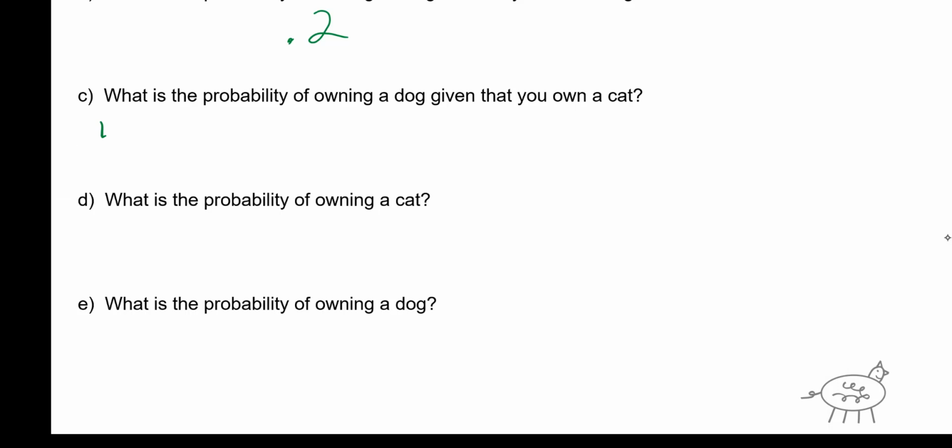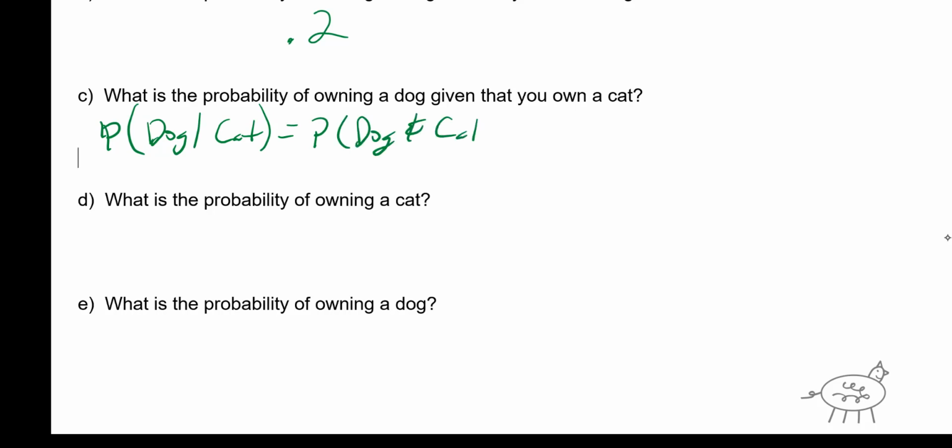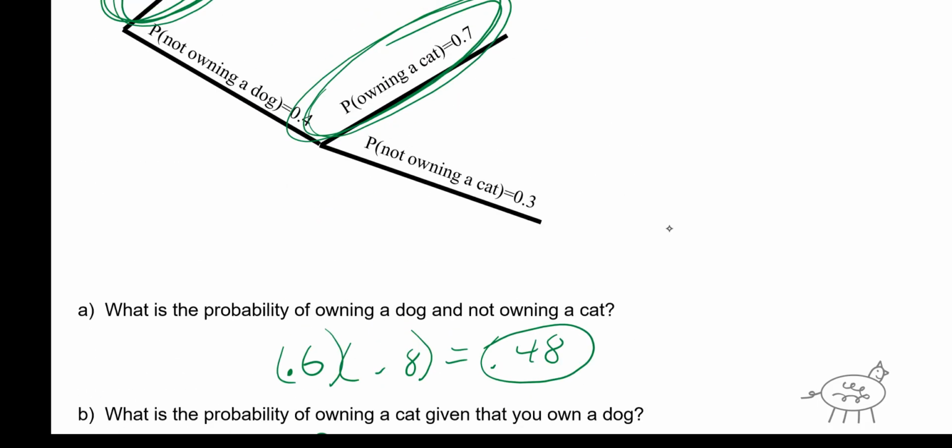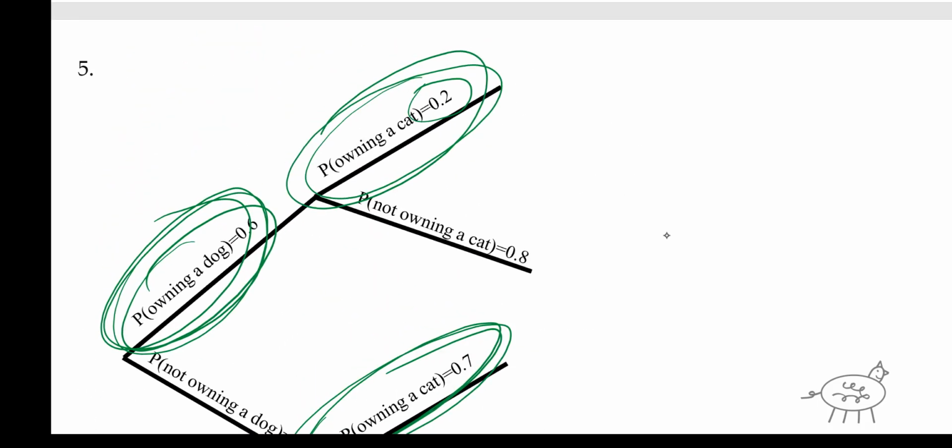Technical difficulties here. Okay, the probability of owning a dog given that you own a cat. So that's the probability of a dog and cat divided by the probability of a cat. So the probability of a dog and a cat, if I go up here, a dog and a cat is right here, only a dog and a cat. So it's 0.6 times 0.2.